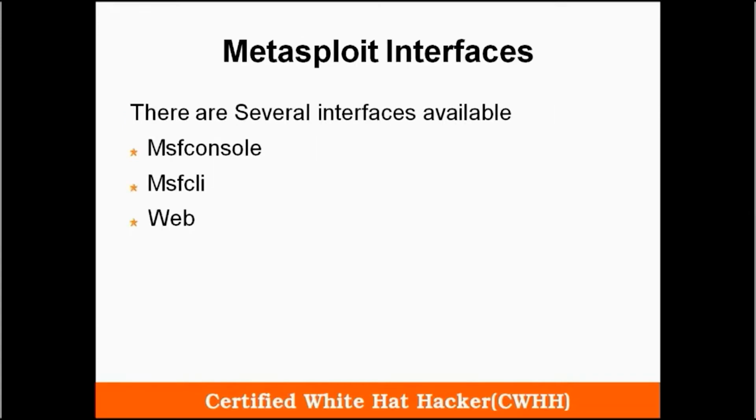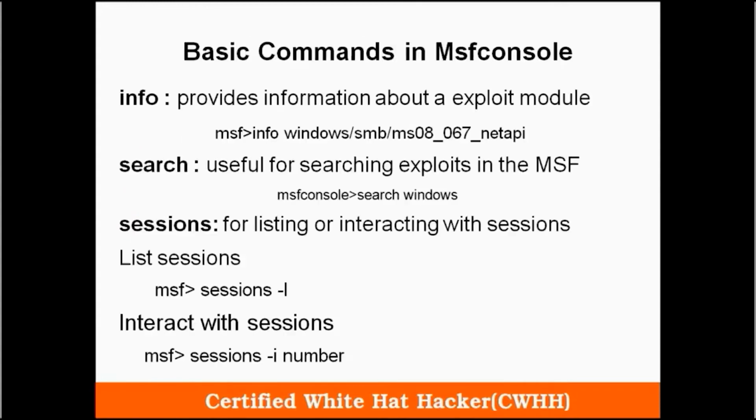So let's look at the different Metasploit interfaces. There are several interfaces for Metasploit, and some of them are MSF console, msfcli, and the web version. So let's see some basic commands for MSF console. Info provides information about an exploit. So you give info and the exploit full path, and it gives you information about it.